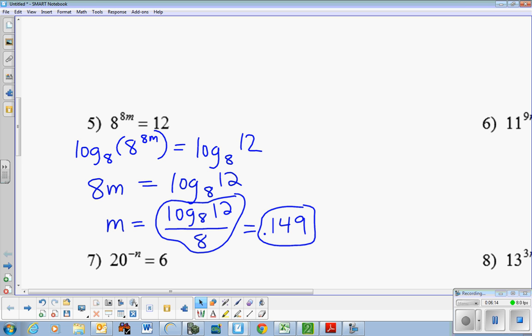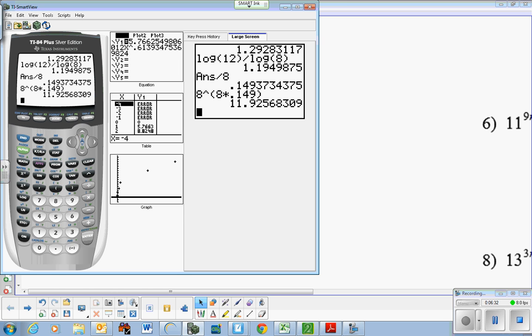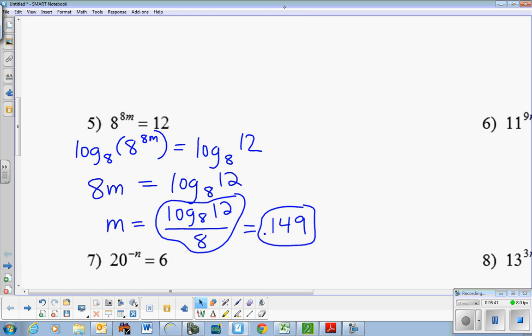The fail-safe for any equation ever is to substitute your answer in and make sure you get a true statement. So if 8 to the 8m, and m is 0.149, would look like this: 8 to the 8 times 0.149, and this is going to be a little bit rounded off. I'm not going to get my 12 exactly, but I get 11.9, and it would have been 12 or closer to 12 if I had used more decimal points after the 0.149. But that's close enough to convince me that that's our right answer.